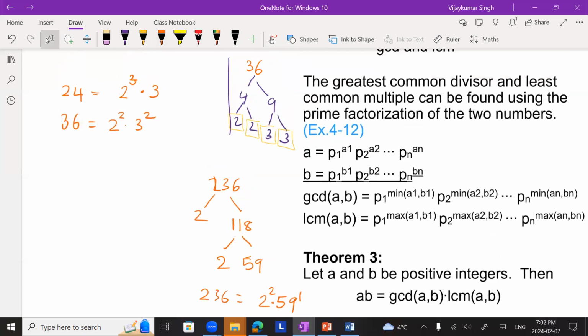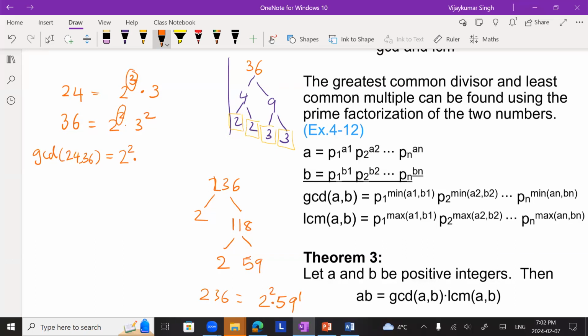Okay. Now, what is the GCD? So the GCD of 24 and 36. When you want to do this, you look at the powers of 2 and ask what is the smallest power of 2 which is there in both of them? It's 2, so it's going to be 2 to the power 2. Note that the smallest power of 2 means 2 square is dividing both of them. That's why we take the smallest power, not the largest power.